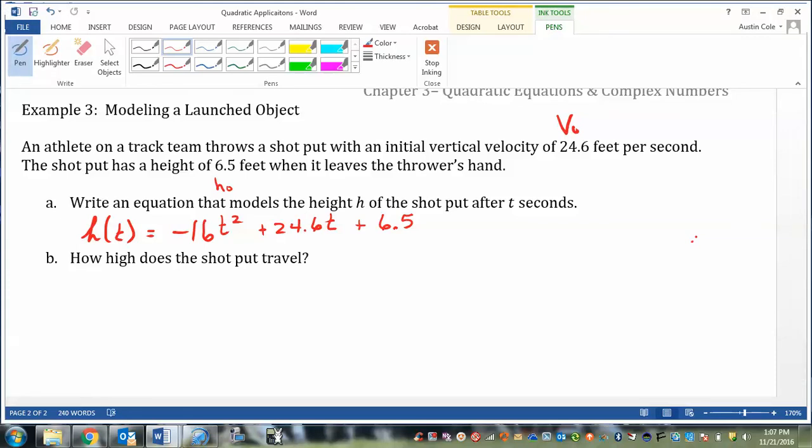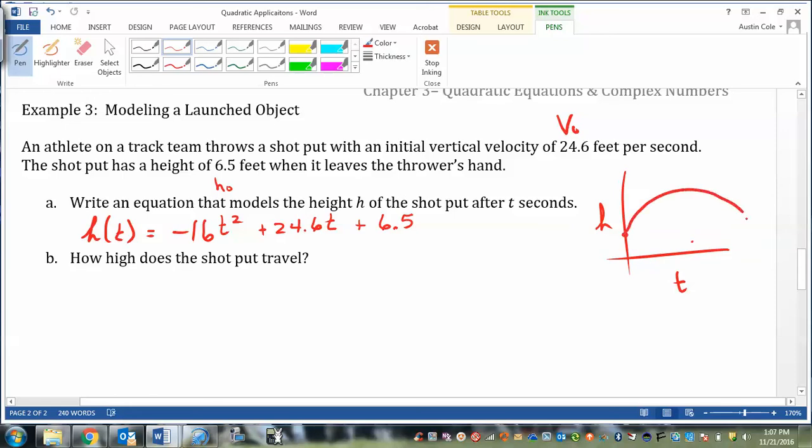Now the next part says, how high does the shot put travel? So we want to know the maximum height, which means we have to find the maximum. If we model the height over time, would you agree that it's going to leave the hand at 6.5, go up and come back down? So we want to find the maximum height. How do I do that? We haven't forgotten already, have we? We're going to find the vertex.